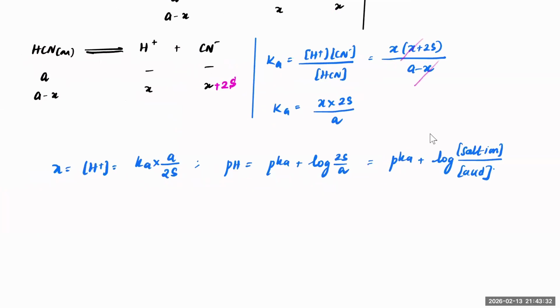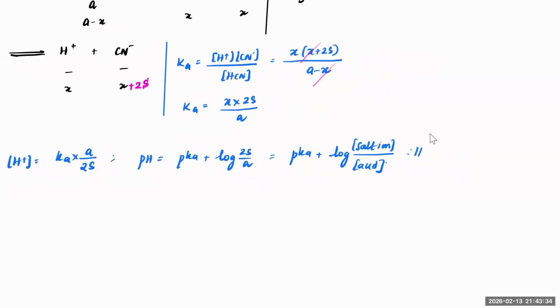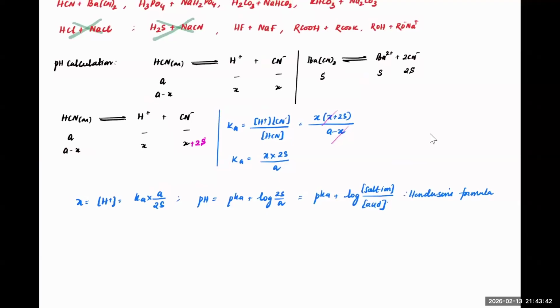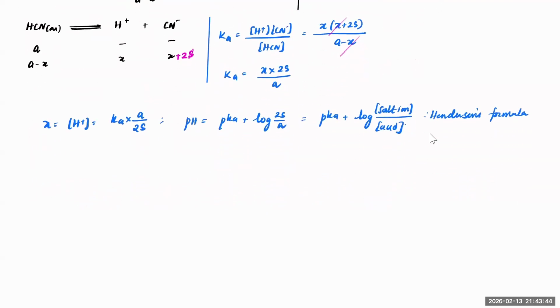Got it? This is called Henderson's formula. So for buffer, the formula is very simple. All you need to do is identify the buffer solution, right? If it is an acidic buffer or a basic buffer, then apply the formula for this. So this is the formula which we are looking for.